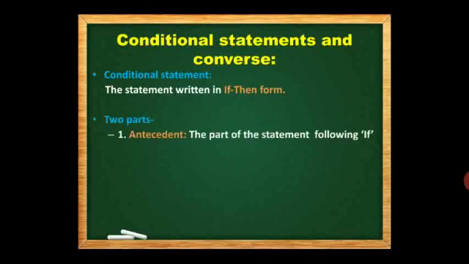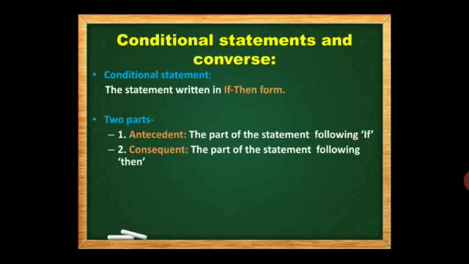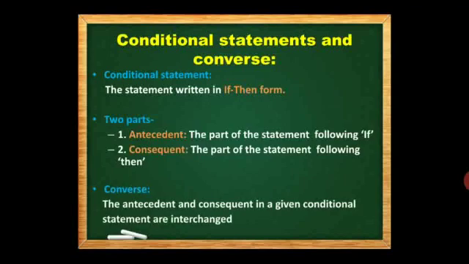The first part is called antecedent. It is the part of the statement following if. And the second part is called consequent. It is the part of the statement following then. Now, if this antecedent and consequent are interchanged, the resulting statement is called converse. Therefore, converse is a statement in which the antecedent and consequent are interchanged. You will understand these two concepts better when we solve few questions.